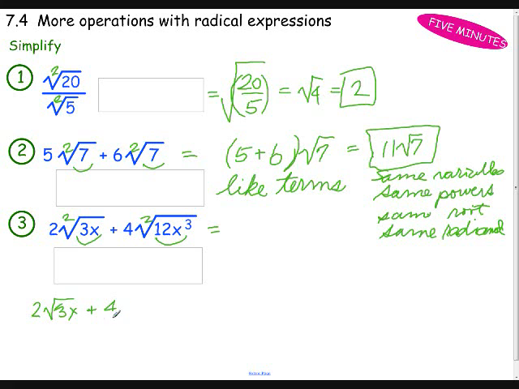Well, first of all, it's 4 times the square root. And let's see, what could I do with the square root? Are there any perfect squares in here? You bet your life. 12 could be expressed as the square root of 4 times the square root of 3. And the square root of x cubed could be expressed as the square root of x squared times the square root of x.